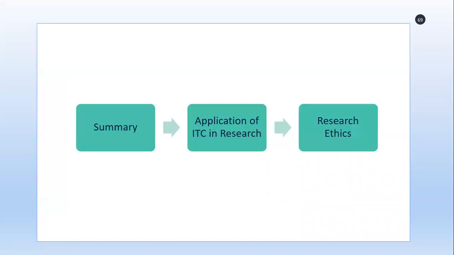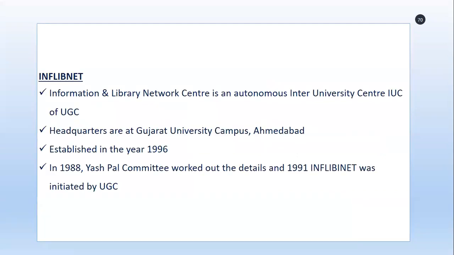So let's understand the summary of the lecture. First, we'll be discussing the topic of application of ICT in research, and then we'll be going for the next topic, that is research ethics. Now, on an average, you have 5 to 6 questions from research. Sometimes the sixth question is also expected. Out of that, these both topics will be having either one question or 2 questions. So that is the weightage of this topic for your NET examination.